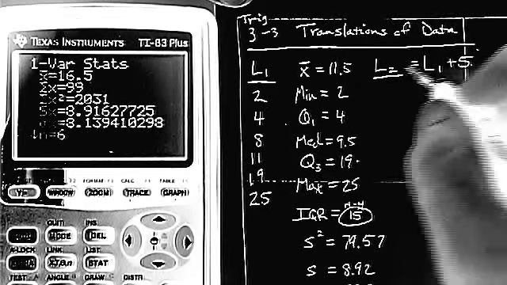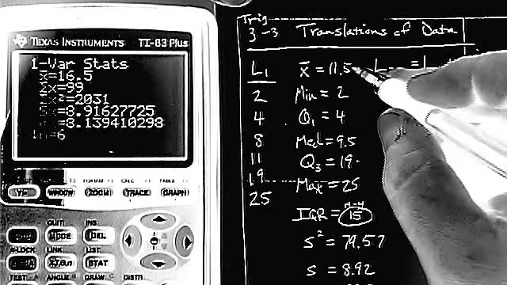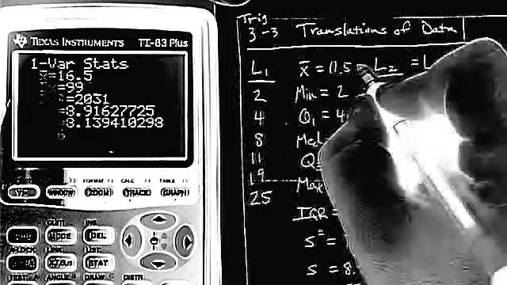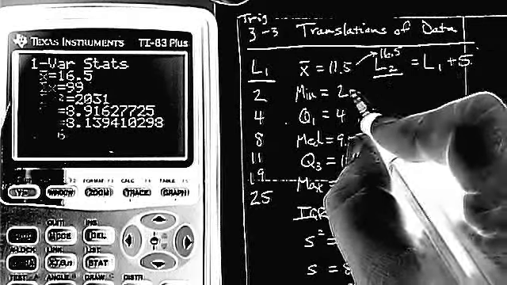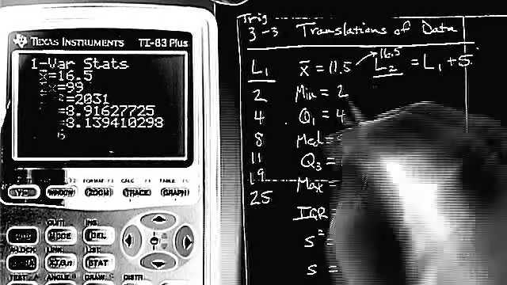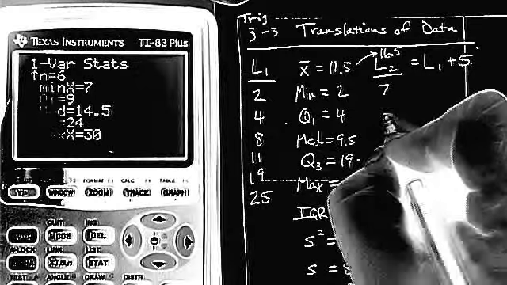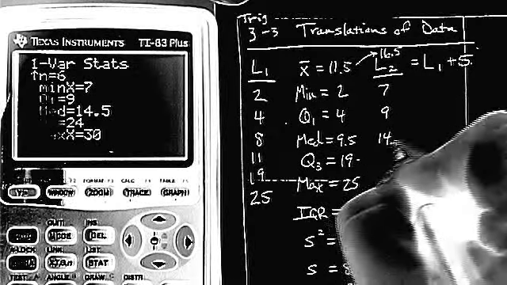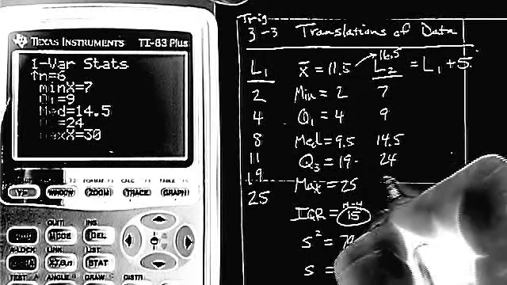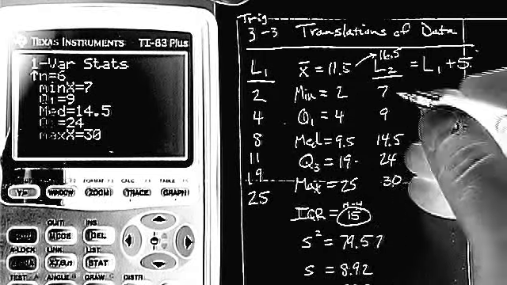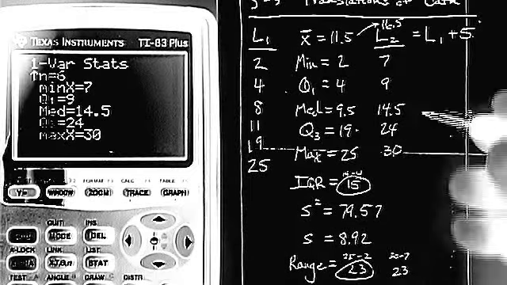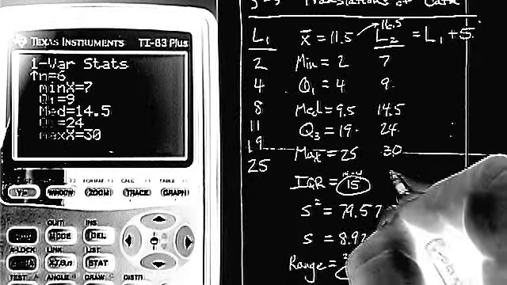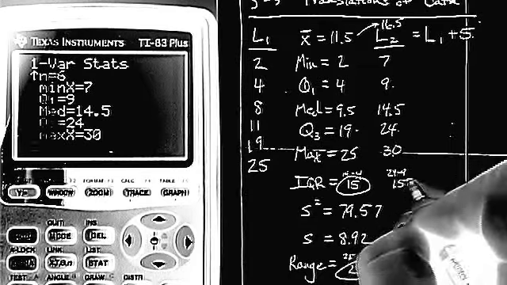And finding those same values, and boy, I wish I wouldn't have written that right there. So I'm going to write this up here. The new average is 16.5. And then I can write my minimum and all the other 5-number summary: 7, 9, 14 and a half, 24, 30. 30 take away 7 is 23. That's your range. Q3 minus Q1, 24 minus 9, is also 15.